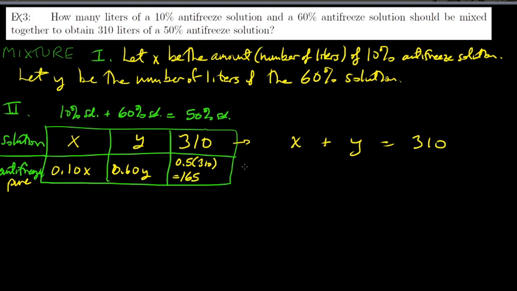Yeah, half of 310. Sorry, 155. 155 liters of pure antifreeze. There we go. All right, so the equation is 0.1x plus 0.6y equals 155.